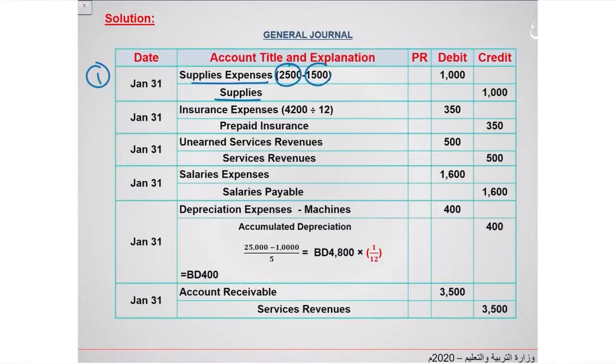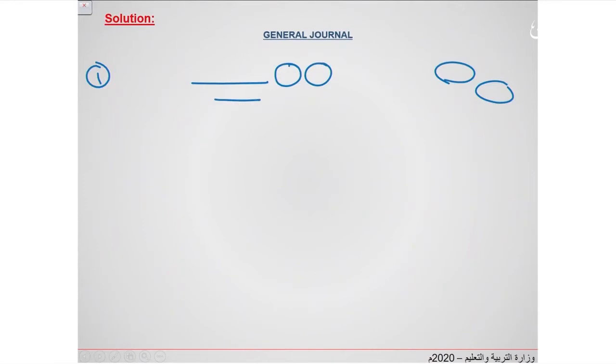Question 1500 from transaction. Now I will subtract 2500 minus 1500. I will get 1000 in debit side and credit side 1000. Let's go back to the question, transaction number 2.